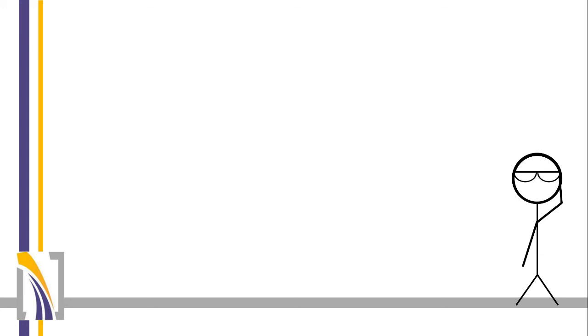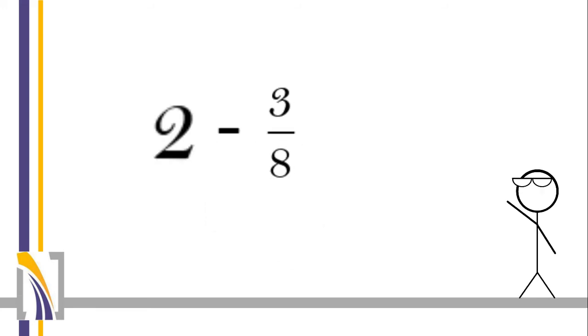However, sometimes we have a problem like this. 2 minus 3 out of 8. Like I told you before, we need to make the denominators the same value. However, in the number 2, there is no denominator, right? Actually, it has a denominator. The value of the denominator in every single whole number is always 1.